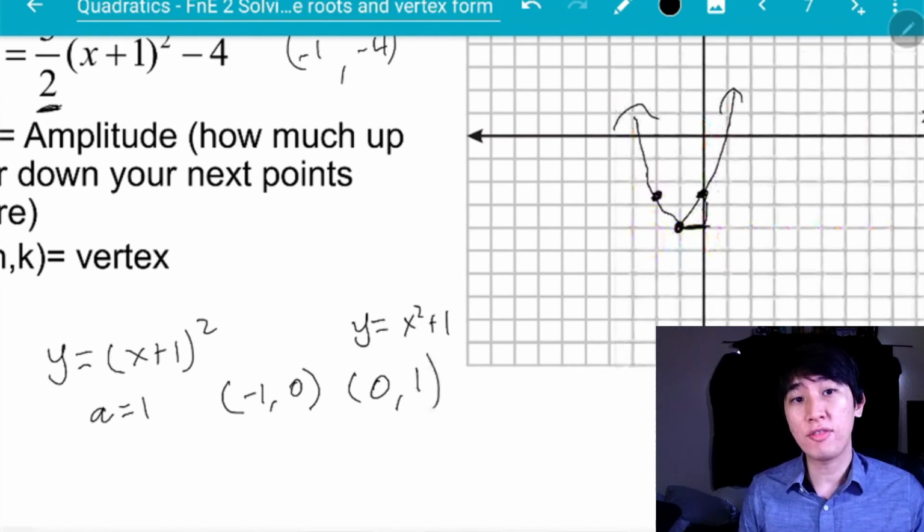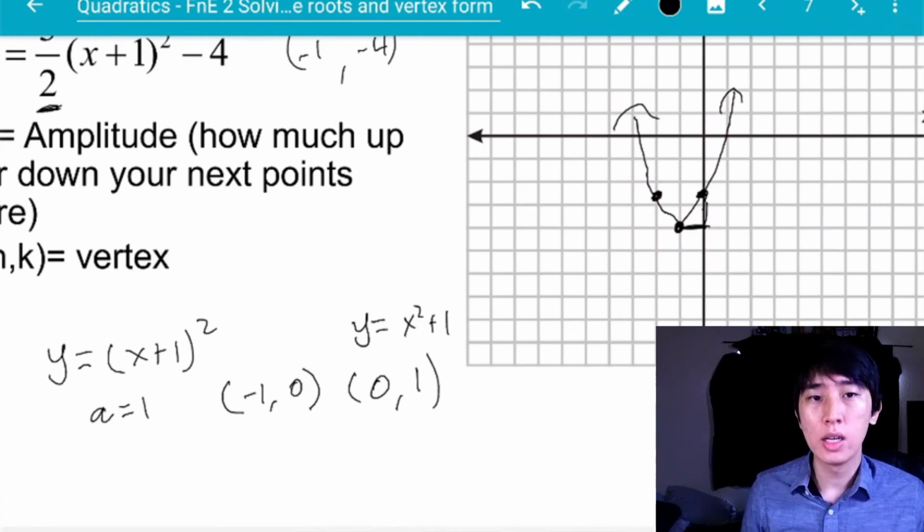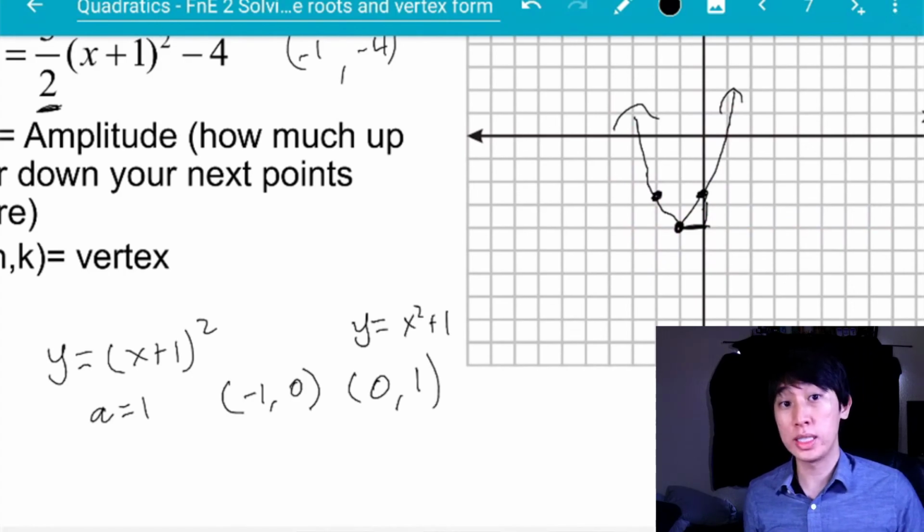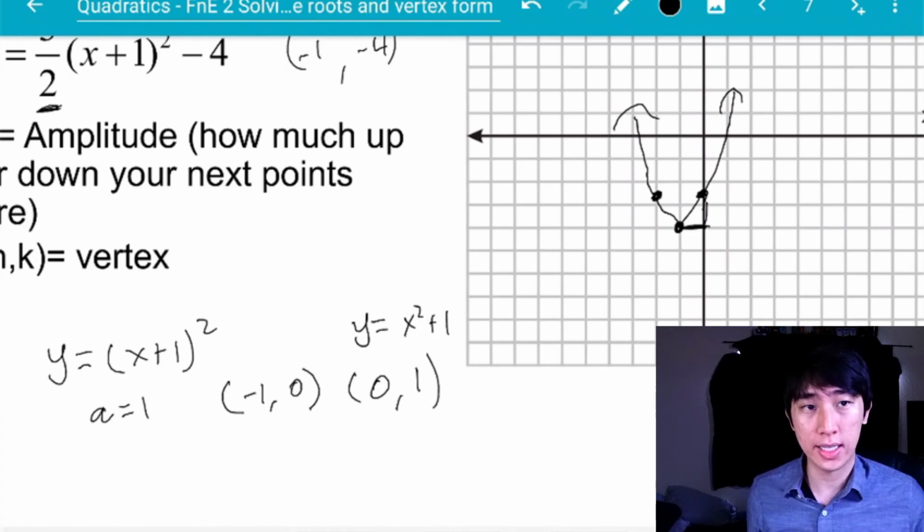Now, if there's nothing in front of my parentheses, my amplitude is always 1 because we're multiplying. Whenever you're multiplying and there's nothing there, there's always an invisible 1. Whenever you're adding, you can just say it's 0.